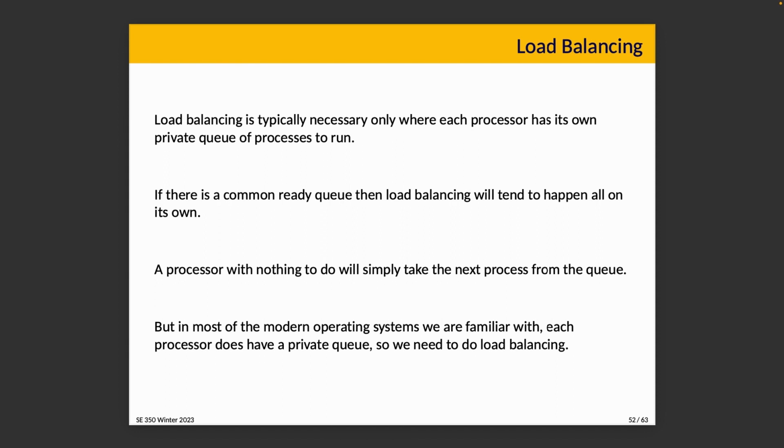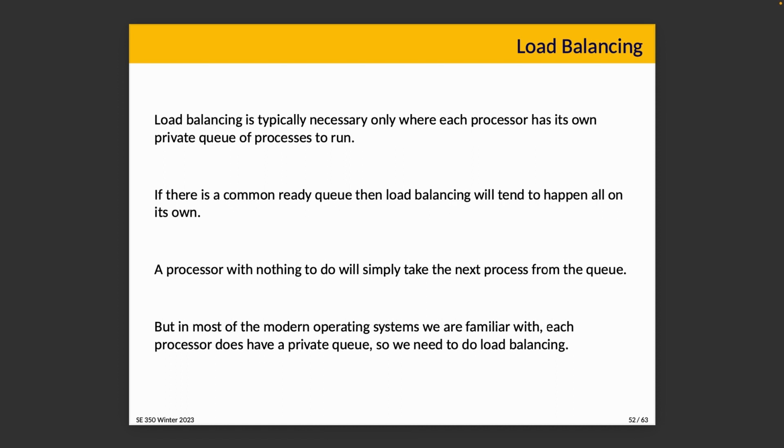If there's a common ready queue, then to a certain extent, load balancing happens all on its own. If everyone is dequeuing from the common ready queue, a processor with nothing to do will just take the next process from the queue and go from there. This resembles, if you will, the bank queue waiting model, where everybody is in one single line or queue at the bank, and when you get to the front of the queue, whichever teller is ready calls you forward.